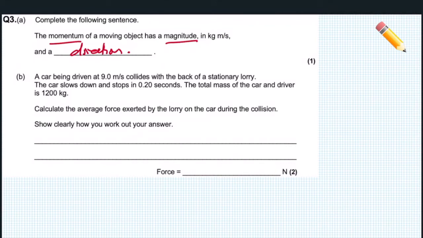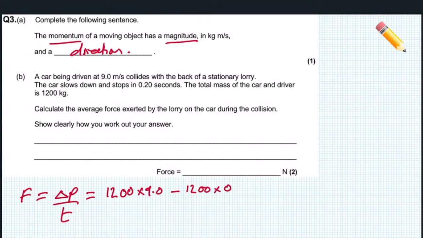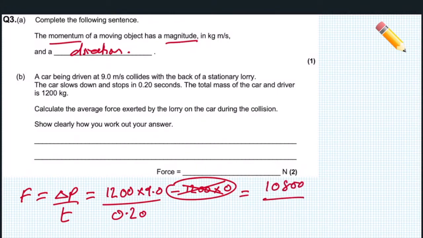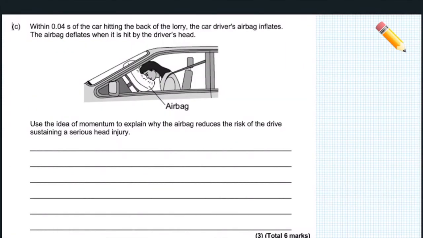First thing we need to do is work out the change in momentum, because force equals change in momentum divided by time. So our change in momentum is our momentum before the collision, 1,200 times 9.0, minus, well, it's going to be the same mass, 1,200 times 0 meters per second, because it's now stationary. So this bit we can ignore, because 1,200 times 0 is 0. We're going to divide that by the time it takes to stop. Gives us 10,800 divided by 0.2 equals 54,000 newtons.